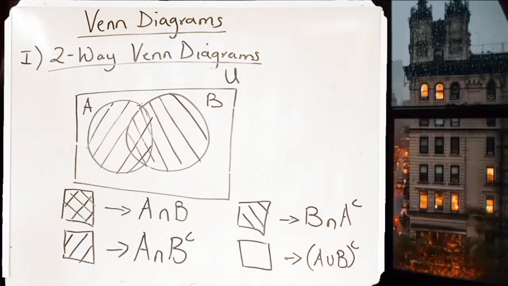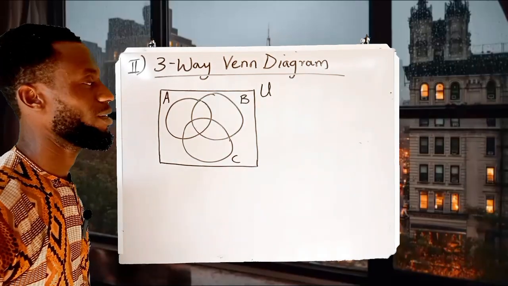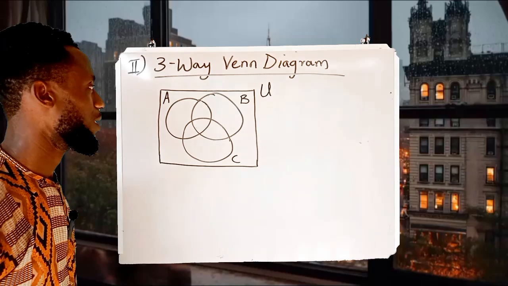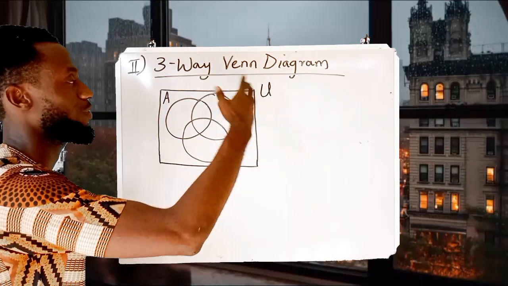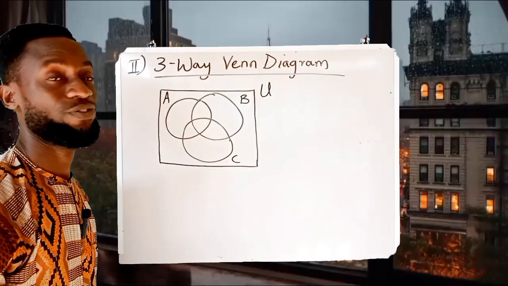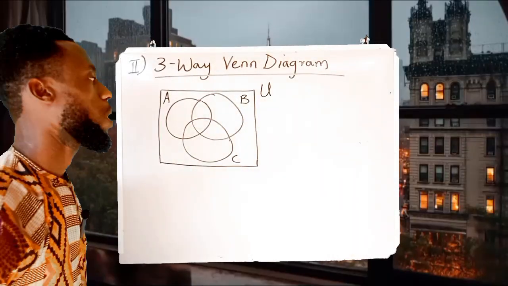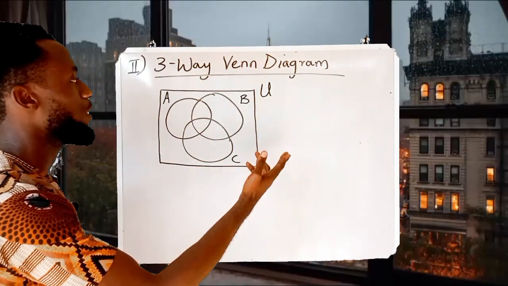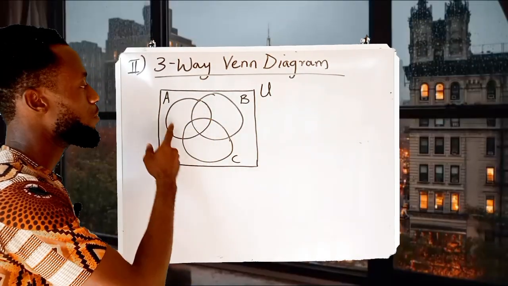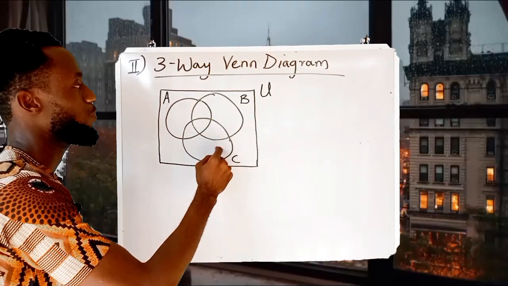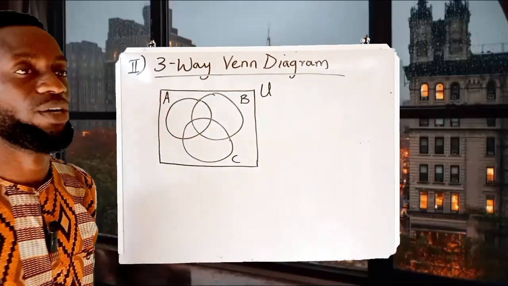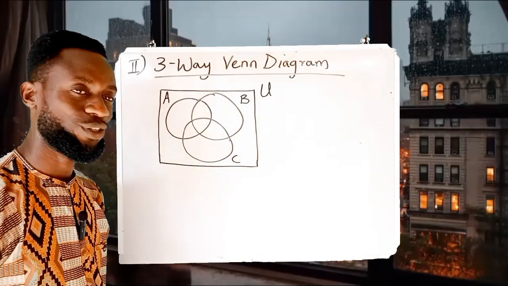Now let's move over to a three-way Venn diagram, after which we can solve some complex examples. Here we have a three-way Venn diagram, and the rectangular shape represents the universal set, and A, B, C are the three subsets in that set. Some elements in A could be in B, some between A and C, some between B and C, and then there is this central region which is the intersection of all three sets.